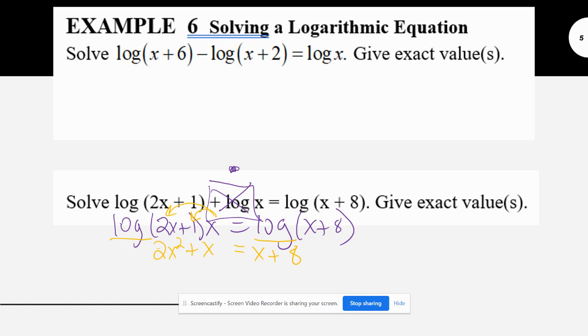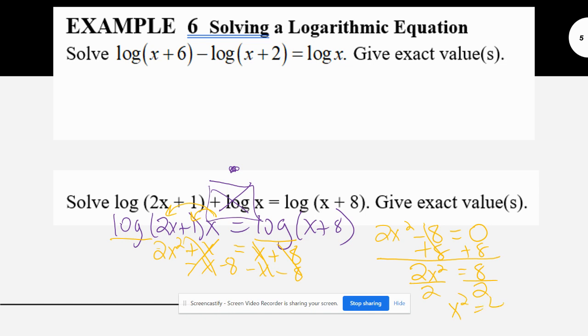With the x squared, I know I'm probably going to have to factor. So I'm going to combine my like terms over to the left this time. Subtract x, subtract 8. That gives us 2x squared, the x's add to 0, minus 8 is equal to 0. Solve for x. I'm going to add 8 to the other side. The opposite of multiplying by 2 is dividing by 2. So we have x squared is equal to 4. Take the square root of both sides to get x alone. We have x is equal to 2 and negative 2.